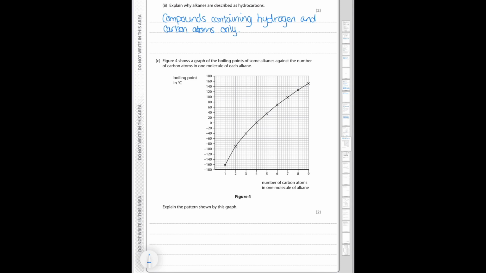So for the next part of the question, we are told that figure 4 shows a graph of the boiling points of some alkanes against the number of carbon atoms in one molecule of each alkane. So we've got the number of carbon atoms in one molecule of alkane on the x-axis and the boiling points in degrees Celsius on the y-axis. And we have to explain the pattern shown by the graph. So the boiling points increase as the number of carbon atoms per molecule increase, and this is because with the longer hydrocarbon molecules, there are more intermolecular forces of attraction.